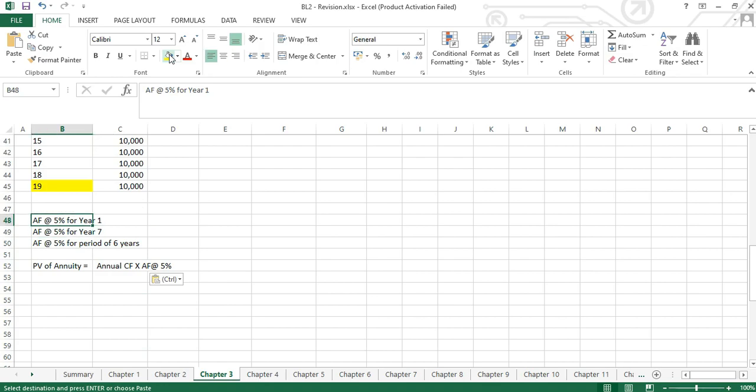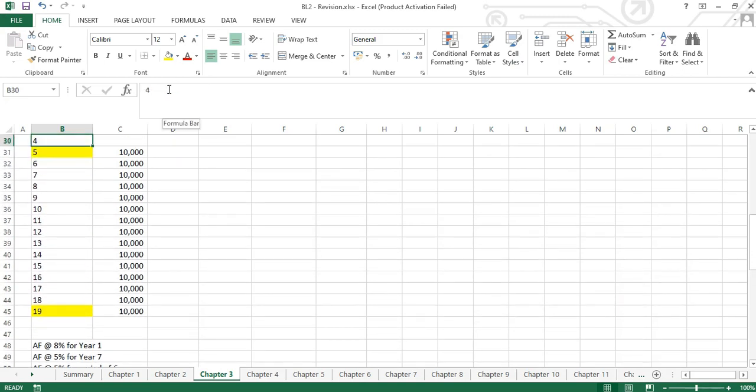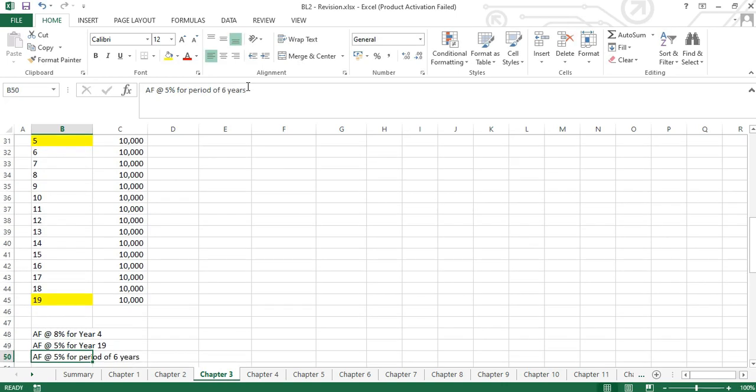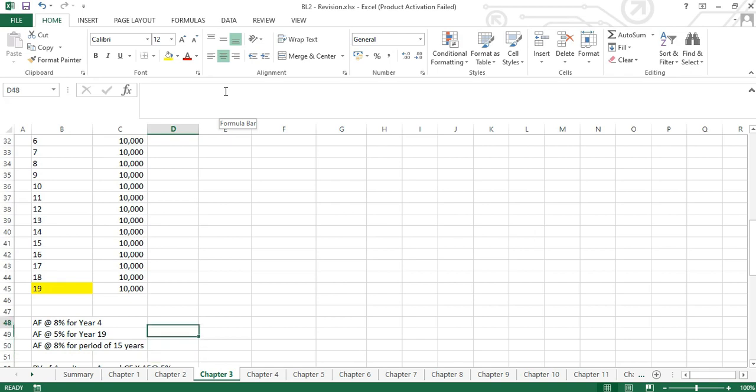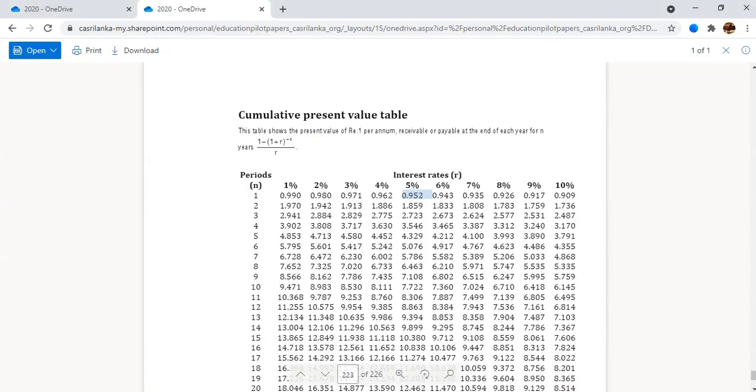So here the percentage is 8% per year, and the year should be the year before the first annuity payment year. The first annuity payment year is year 5, so therefore we should select year 4. And the last annuity payment year should be put here, which is year 19. Now that will give the gap of annuity factor for a period of 15 years. So year 4, what is the annuity factor for 8%?